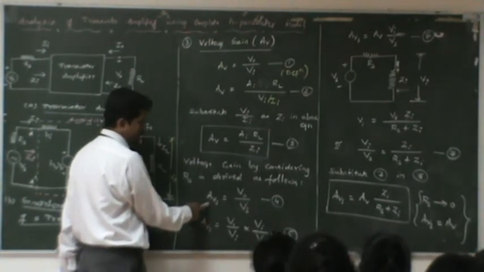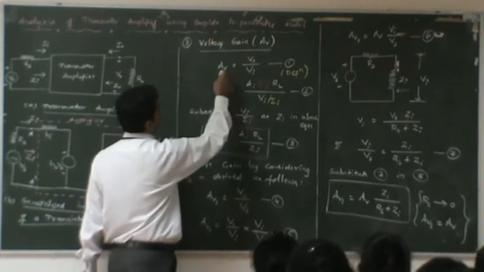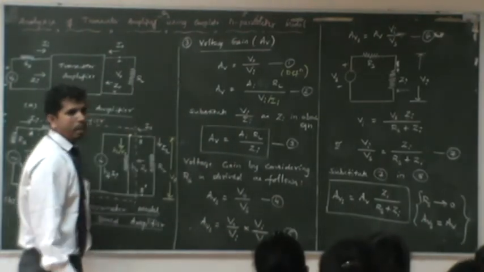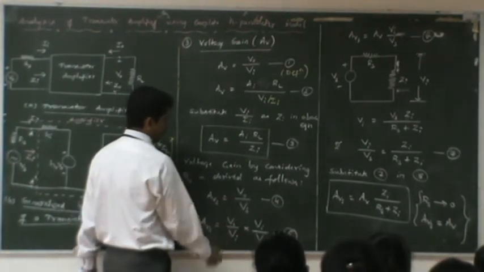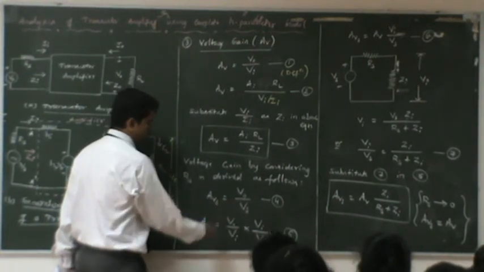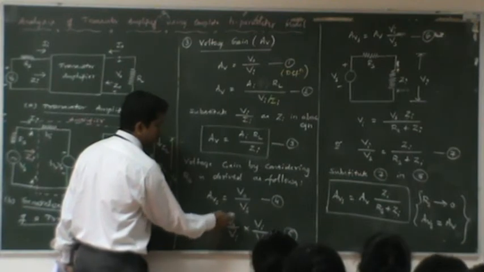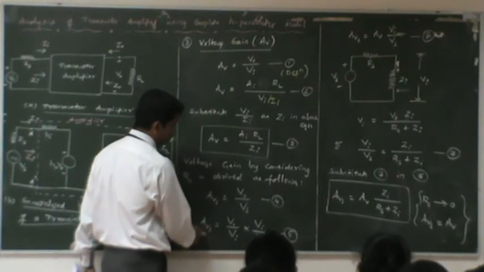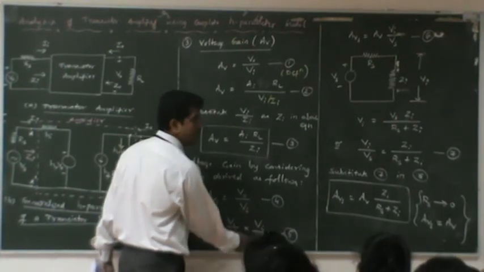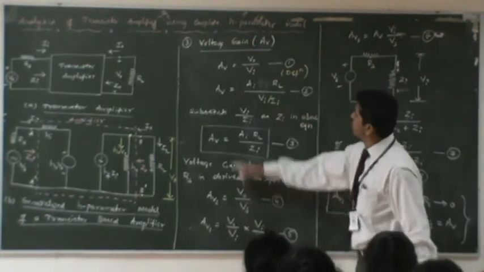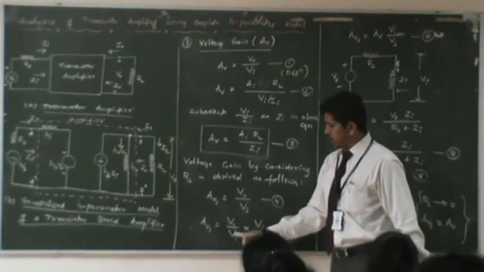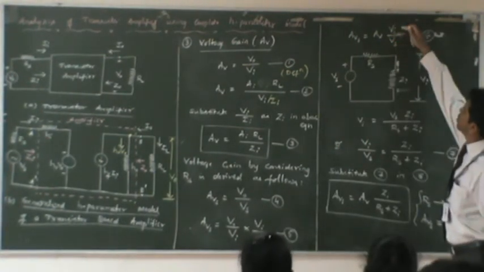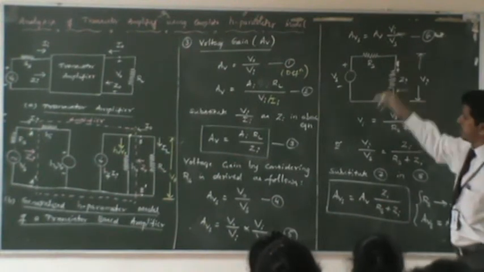AVS from the definition is V naught by Vs. Without considering Rs, AV is nothing but V naught by VA. So we have just added Vs into the denominator. So AVS becomes V naught by Vs. And this equation number 4 can be manipulated by multiplying and dividing by VA. If you multiply and divide by VA, you get equation number 5. AVS is equal to V naught by VA into VA by Vs. Also V naught by VA is equal to AV, so V naught by VA can be substituted as AV. So AVS becomes equal to AV times VA by Vs. Up to this is from the derivation.